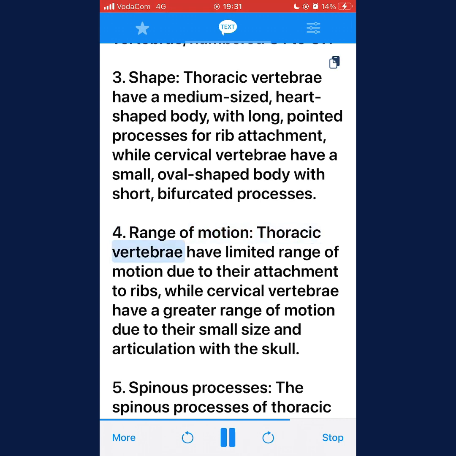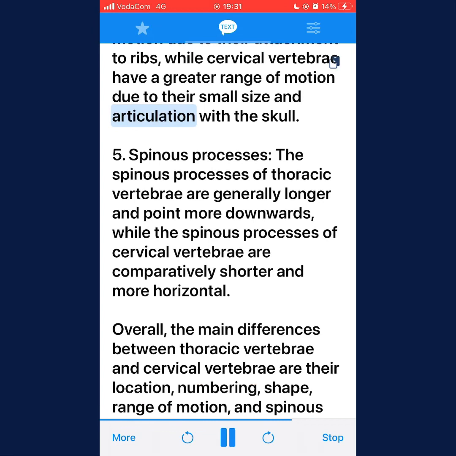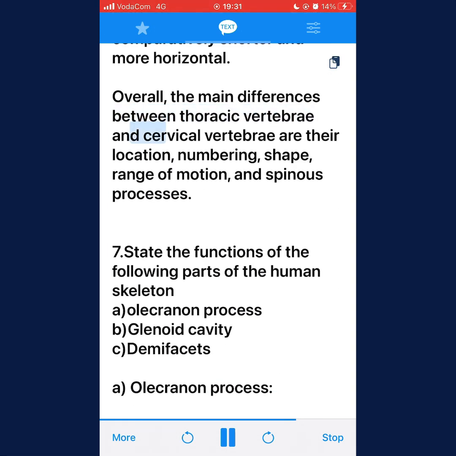Thoracic vertebrae have limited range of motion due to their attachment to ribs, while cervical vertebrae have a greater range of motion due to their small size and articulation with the skull. 5. Spinous processes. The spinous processes of thoracic vertebrae are generally longer and point more downwards, while the spinous processes of cervical vertebrae are comparatively shorter and more horizontal. Overall, the main differences between thoracic vertebrae and cervical vertebrae are their location, numbering, shape, range of motion, and spinous processes.